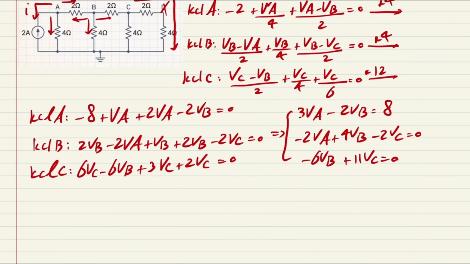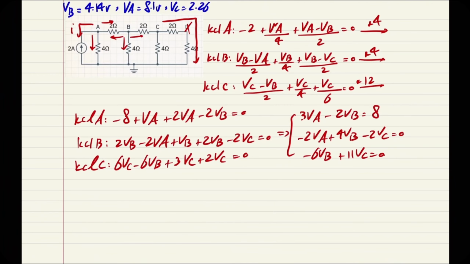So you do have 3 equations, 3 unknowns. It doesn't matter what method you use: matrices, the elimination method, or the substitution method. For instance, at this point, you can find VB based on VC, then put it in another equation, and then use this equation to find one of the variables and move forward. If you do all of that, your final answer should be something like this: VB is 4.14, VA is 8.1, and VC is 2.26.